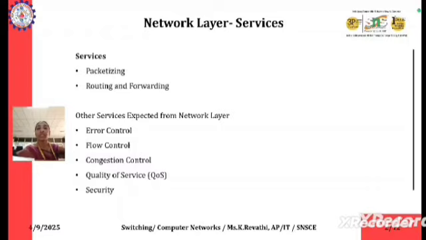Then security ensures the authentication of the services and data transferred in the computer network, like LAN and WAN.